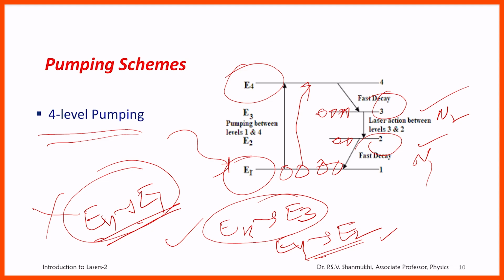N2 will be greater than N1. Population inversion will be achieved between E2 and E3 states. So, anyhow, between these two, laser action takes place. So, what is the laser action? Next one we shall see.